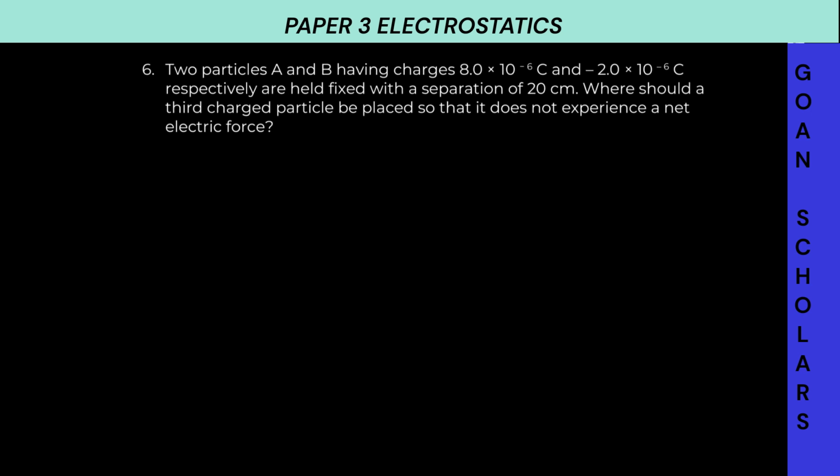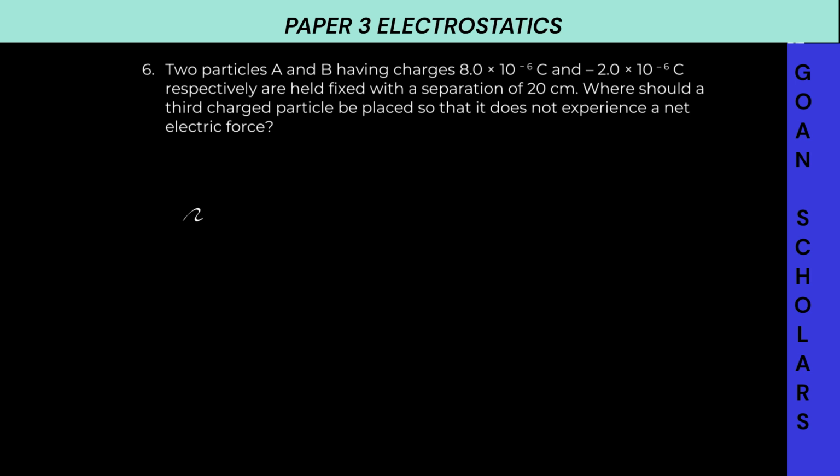Our sixth question says, two particles A and B having charges 8 × 10^-6 and -2 × 10^-6 coulomb respectively are held fixed with a separation of 20 centimeter. Where should a third charged particle be placed so that it does not experience any electric force?